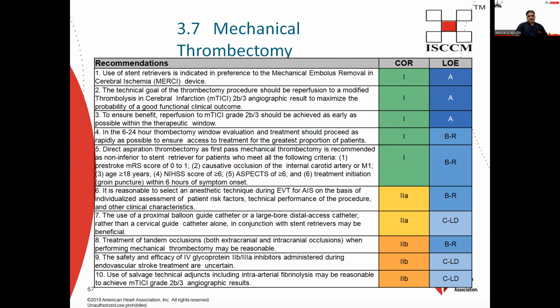It is reasonable to select an anesthetic technique during endovascular thrombectomy for acute stroke on the basis of individualized assessment of patient risk factors, technical performance of the procedure and other clinical characteristics. 2A. Use of a proximal balloon guide catheter or a large bore distal access catheter rather than the cervical guide catheter alone in conjunction with stent retriever may be beneficial. Recommendation is 2A.